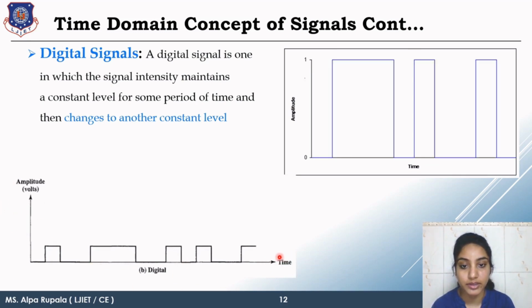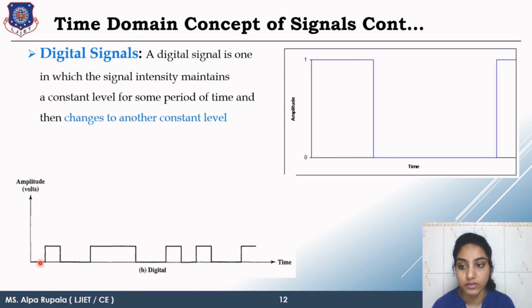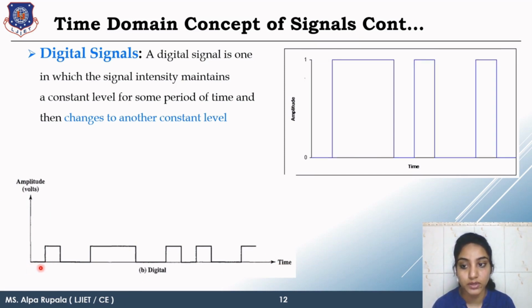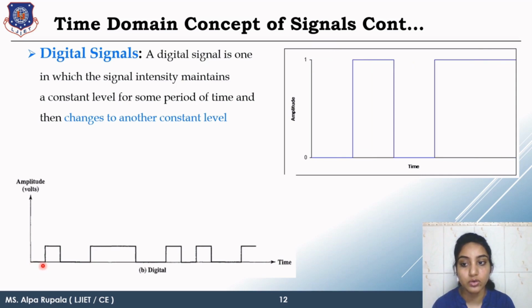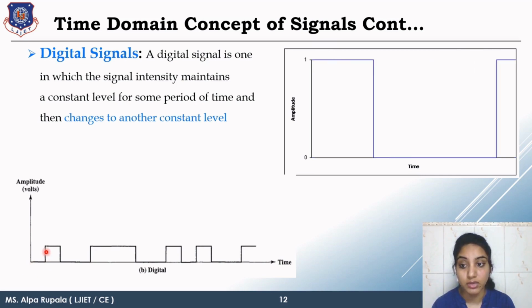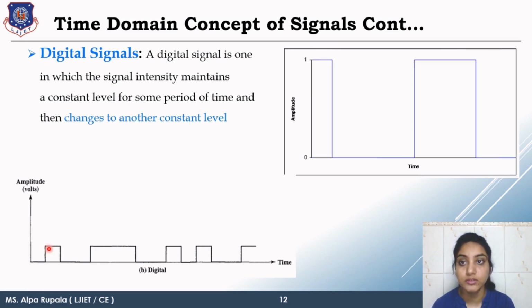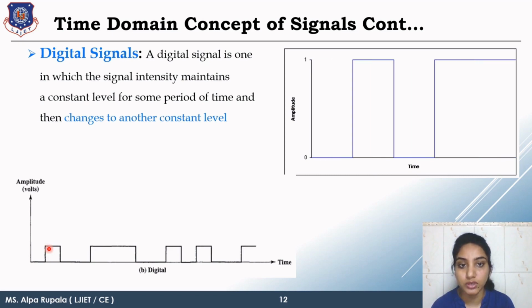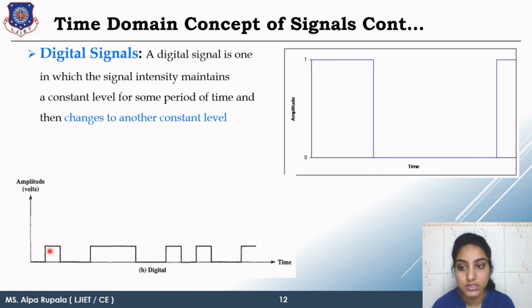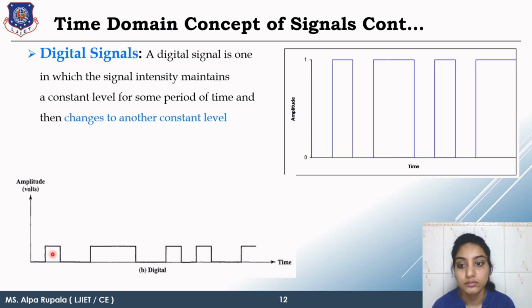Here we have the time domain concept, so time is on the x-axis, and this is our level of signal. If I assume this is 1 second, from 0 to 1 second the signal has no intensity or no strength, but from 1 second to 2 seconds it has some amount of strength. Suppose we calculate it in volts, so let us assume it is 1 volt or 2 volts.